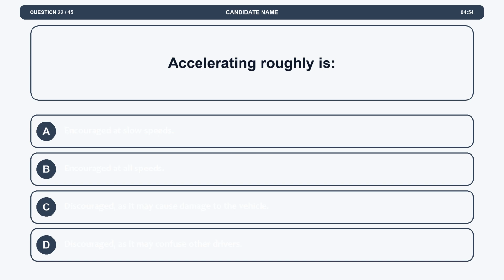Question 22. Accelerating roughly is. Option A. Encouraged at slow speeds. Option B. Encouraged at all speeds. Option C. Discouraged, as it may cause damage to the vehicle. Option D. Discouraged, as it may confuse other drivers.